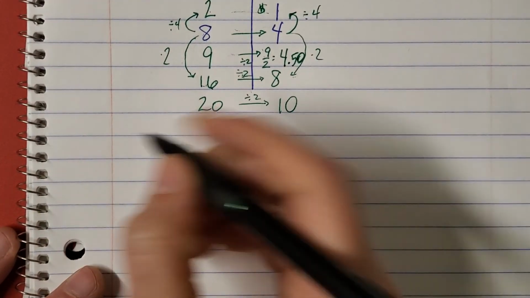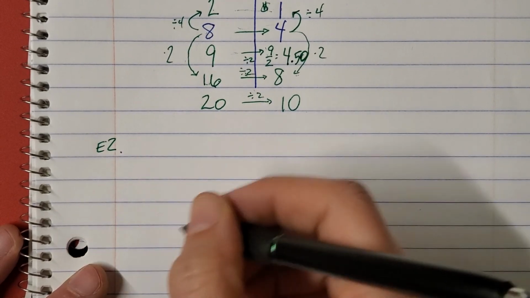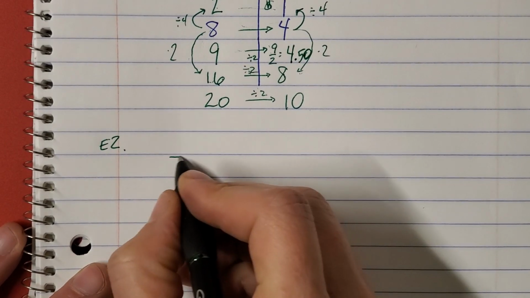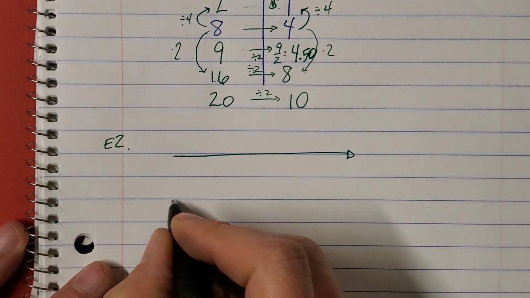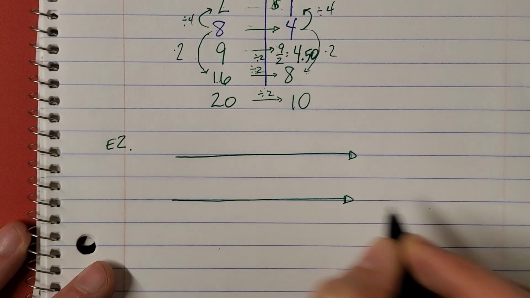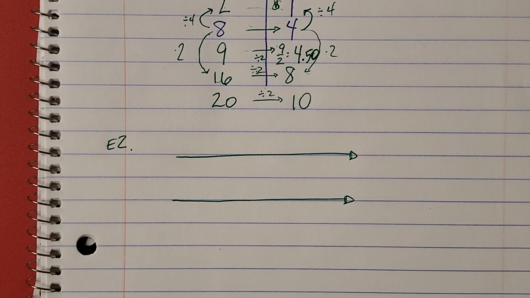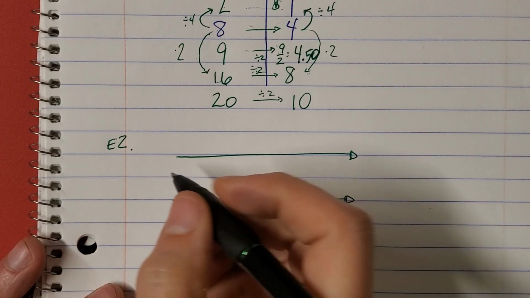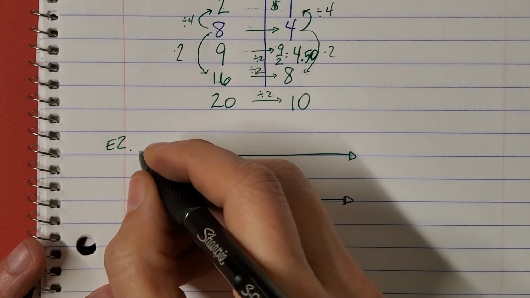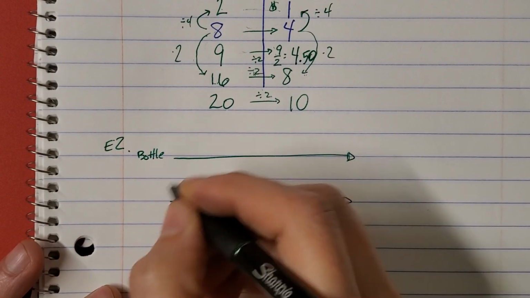All right, let's try another one. Example 2. What if we have, well, let's do it this way. What's this called again? Yeah, double line diagram. Bottles of water and money. Bottles, money.